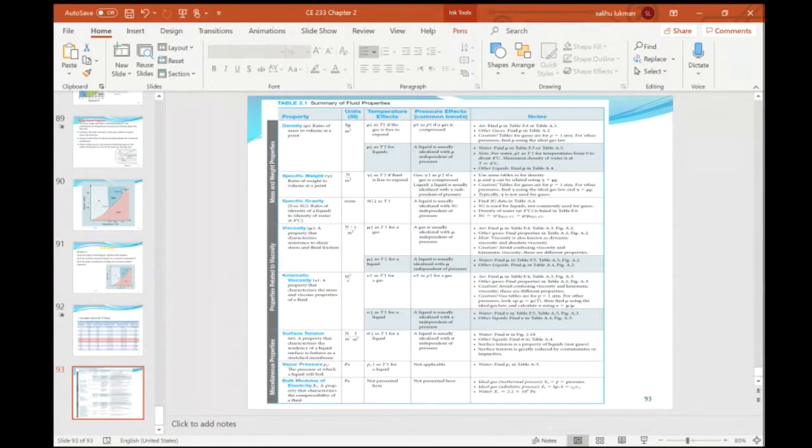This is the summary of the fluid properties. Here you have density, specific weight, all that we considered: viscosity, surface tension, vapor pressure, bulk modulus of elasticity, their units, and how temperature affects each one of them, whether with the increase in temperature the value decreases or increases. Study this table. It is like the summary of all that we discussed under this chapter. In this chapter, we discussed a lot of the fluid properties, which are very important in subsequent chapters.